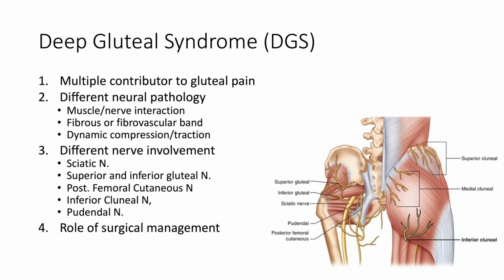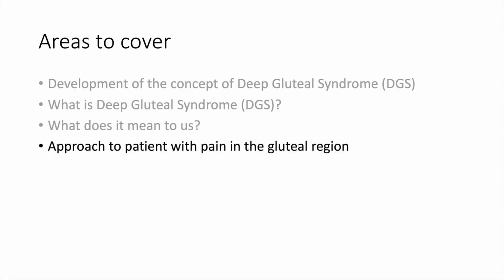And finally, the role of surgical management. In the past, we did not have a lot of surgical management options. We can talk about injections, we can talk about excision of the piriformis muscle, but now we talk about fibrous band release, we talk about decalcification, we talk about a laparoscopic approach for the decompression of the S3. So there are many more options, especially surgical options.